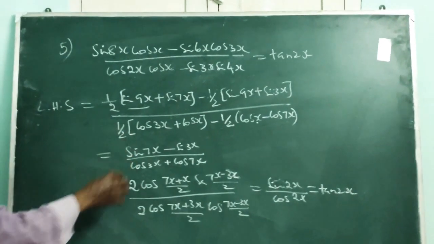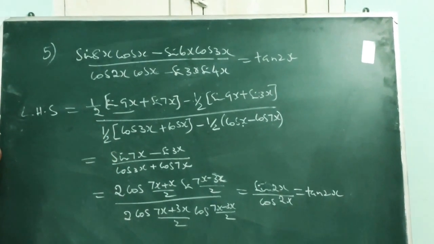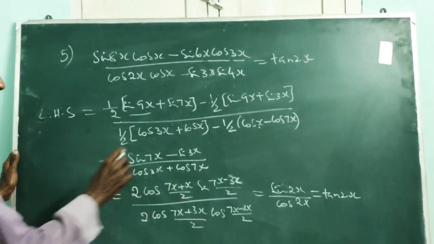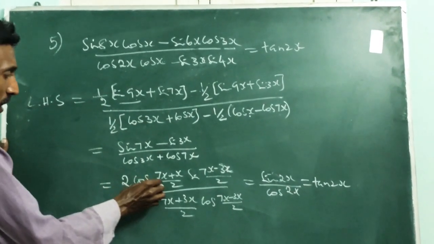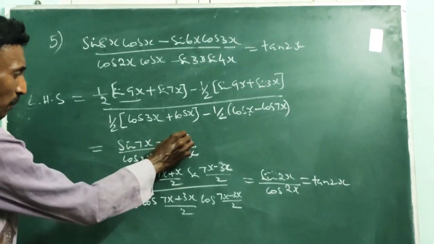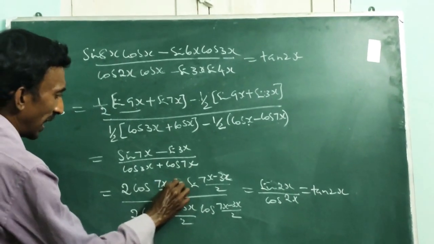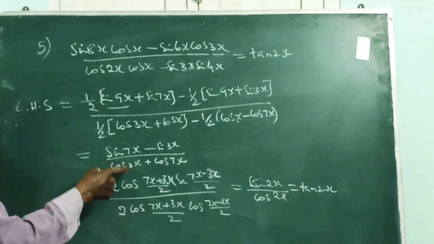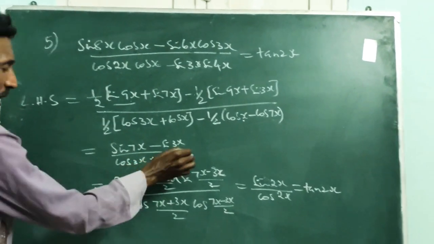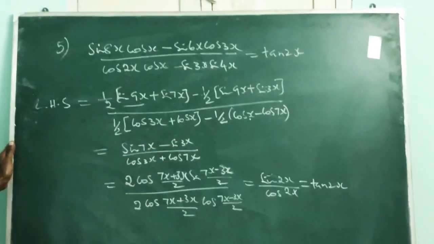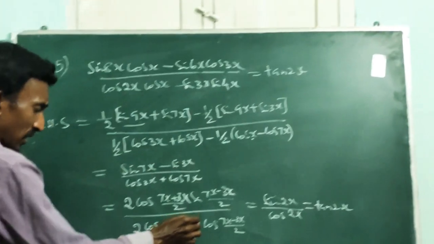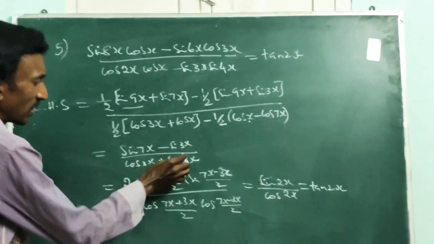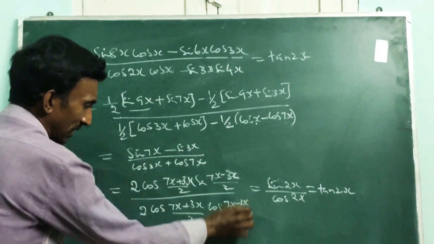Okay. So again sum to product. It is of the form sin c minus sin d. It is 2 cos c plus d by 2 into sin c minus d by 2. So 2 cos 7x plus 3x by 2 sin 7x minus 3x by 2. Here cos C plus cos D is 2 cos C plus D by 2 into cos C minus D by 2. So what is that? 7 plus 3x by 2, 7 minus 3x by 2.